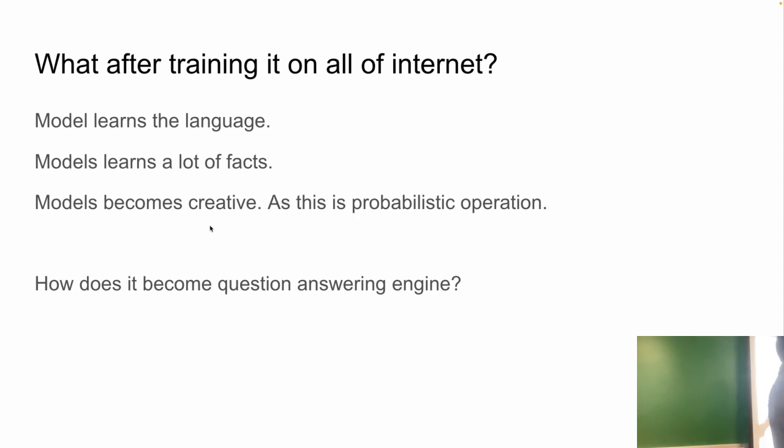Now, we have trained it on the internet. It can predict the next word. You can give it, let's say, I'm sitting on the bank of, and it can predict the river. But how does it do question answering? How can it become a question answering machine, which is very powerful?